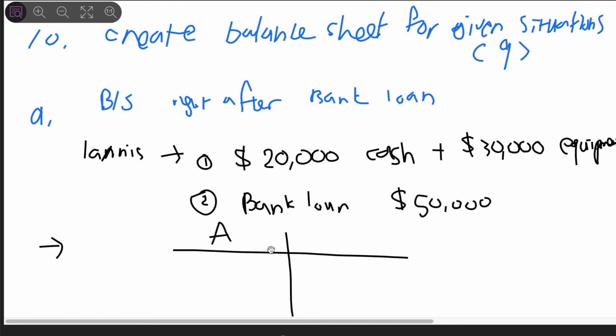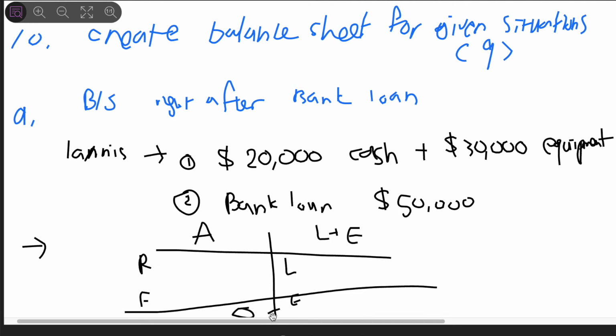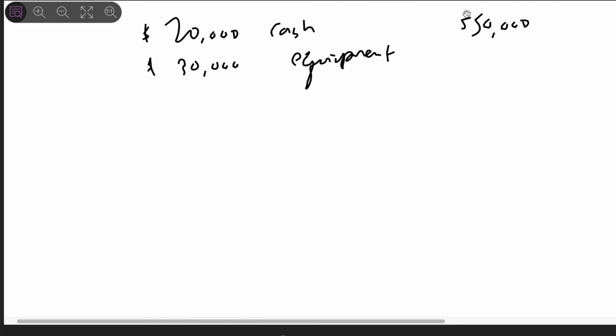First, we have to look at the asset, right, and the liability and equity. In the asset, we want to distinguish real and financial asset, and the liability and equity will be liability and equity, right? And the sum of real and financial asset equals the sum of liability and equity, right? That's the balance sheet. So I'm gonna redraw it. So they had 20,000 cash, 30,000 equipment, and $50,000 of loan, right?